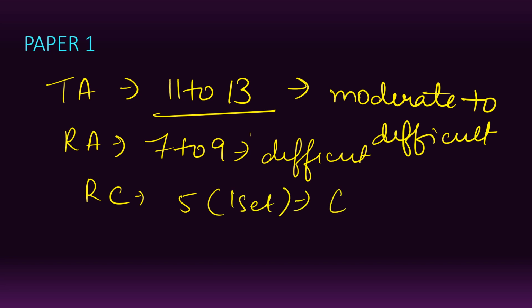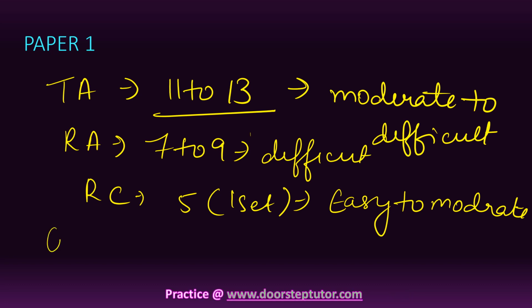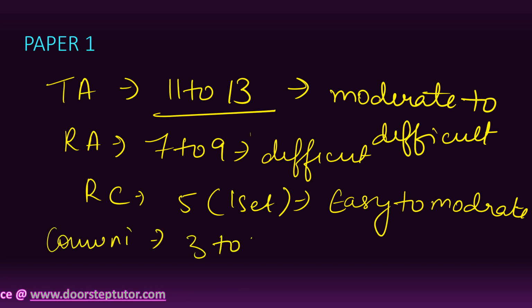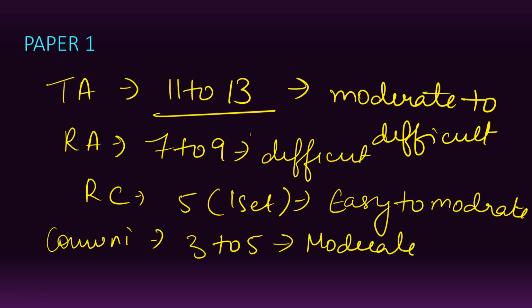And yes, we can say the level was easy to moderate in nature. Not so tough, they could have been easily tackled. From communications, there were around 3 to 5 questions and they were also moderate in nature. Not so tough, not so easy. So communication at 3 to 5.